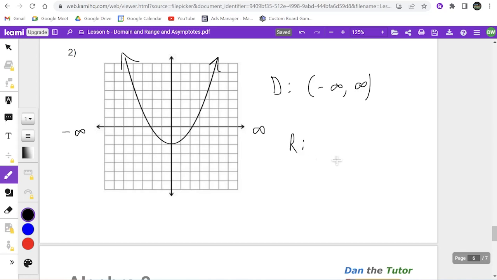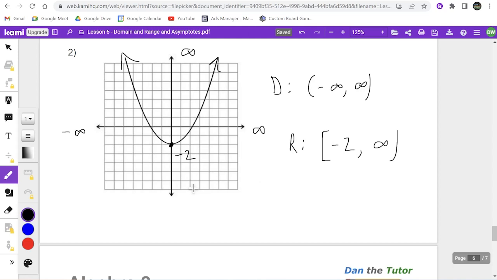Now for the range, I got to think of my low point and my high point. Looks like the high point is infinity, again because of the arrows. And the low point is this point right here. That point is negative 2. So in other words, my low point's negative 2. My high point is infinity. And the negative 2 is going to get a square bracket because we are including negative 2.